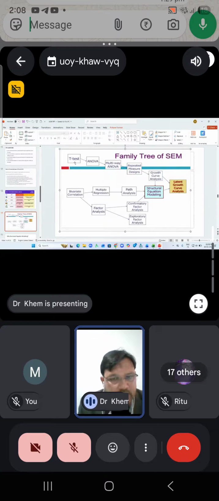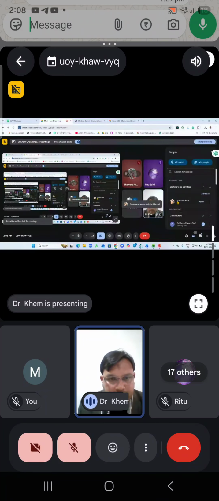Very clear. Variables are only two: the first one is before and the other is afterwards. So in these three situations, in these three types of data, we apply t-test. Everybody is clear? Yes or no?